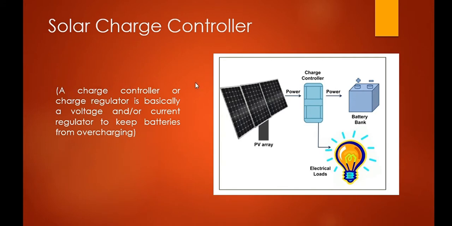A charge controller, also called a charge regulator, is basically a voltage or current regulator to keep the batteries from overcharging. The purpose of the charge controller is to keep the battery at a safe level. It regulates the current and voltage that come from the solar panels according to the battery. It sets values according to the batteries. So the charge controller is a necessary part in the installation of your PV system.